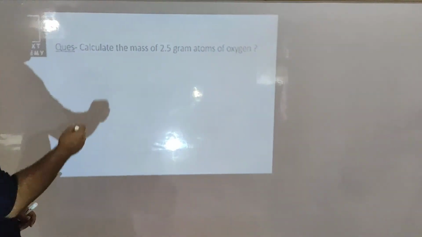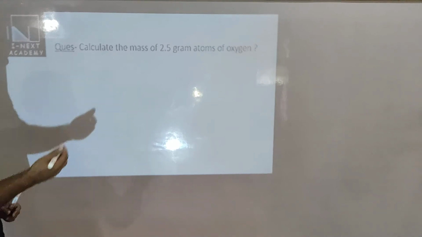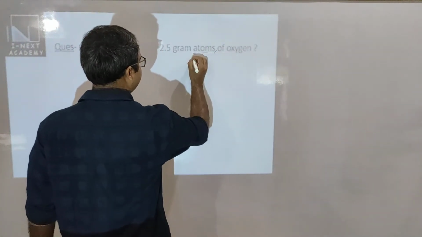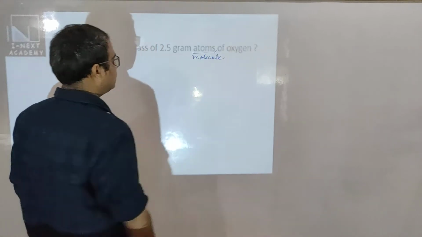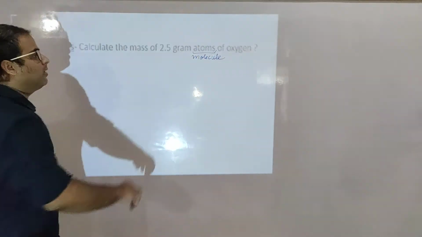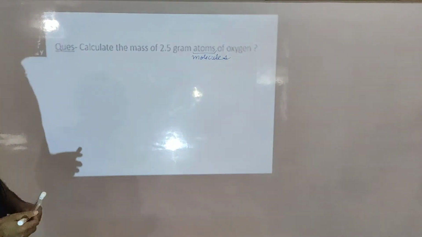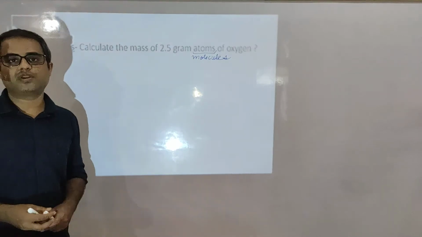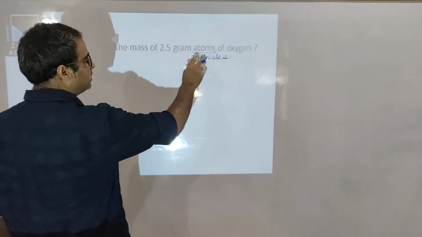So the first question in the assignment was given like this: Calculate the mass of 2.5 gram atoms of oxygen. Here do one correction. Here it is not atoms, it is molecule. So in the question, do this correction. Here it is 2.5 gram molecules of oxygen. We know that the number of gram molecules is given as 2.5, and this is the number of moles, meaning the number of moles for the oxygen molecule is given.